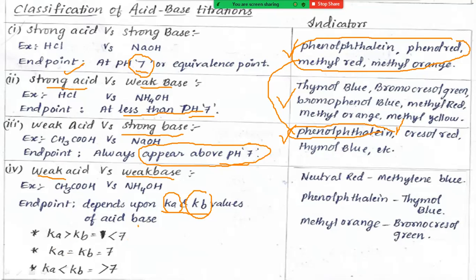So here we can get three different types of endpoint depending upon Ka and Kb values. If the dissociation constant of acid is more than that of the base, then we can get less than 7 as the equivalence point. Why? Because acid strength will be higher compared with the base. So that's why we can get less than pH 7. And when these two strengths are equal, then we can get exactly the equivalence point at pH 7. If Kb is more, then we can get more than pH 7, right? So these are the indicators that we can use for weak acid versus weak base titrations.